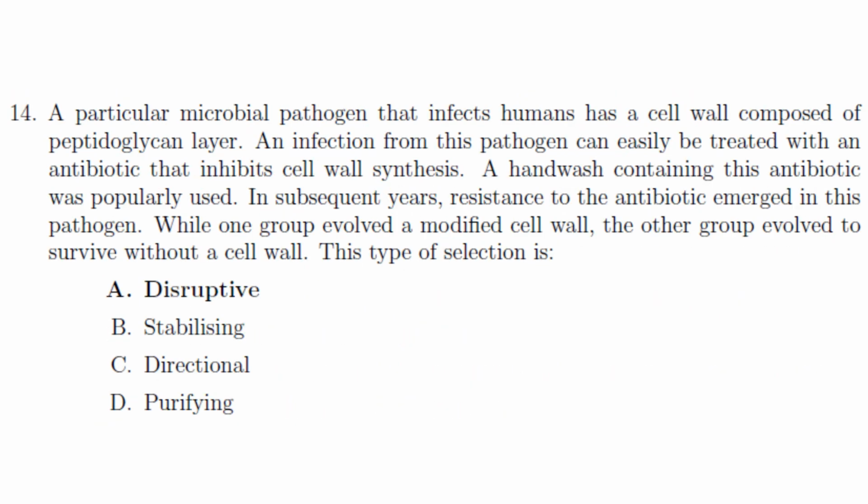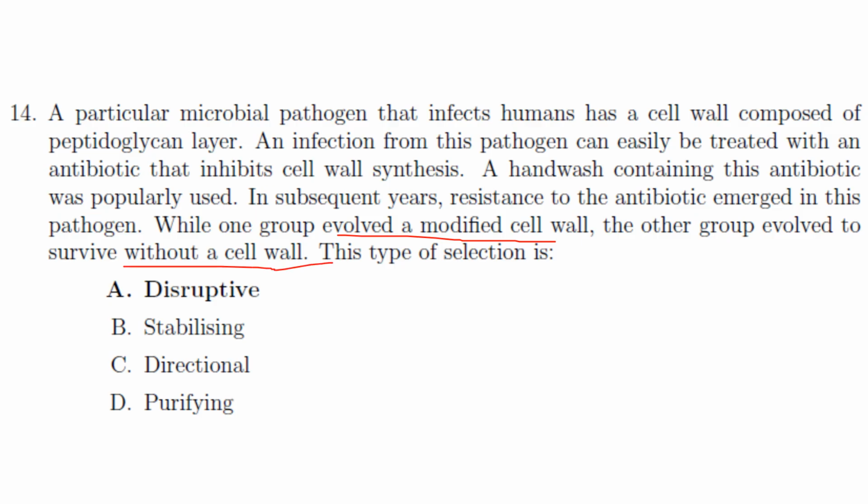Then a particular microbial pathogen that infects humans has a cell wall composed of a peptidoglycan layer. An infection from this pathogen can be easily treated with an antibiotic that inhibits cell wall synthesis. A hand wash containing this antibiotic was popularly used. In subsequent years, resistance to the antibiotic emerged in this pathogen. While one group evolved a modified cell wall, the other group evolved to survive without a cell wall. This type of selection is.